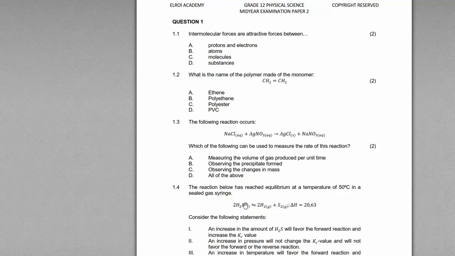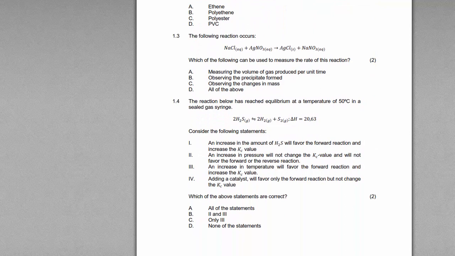The reaction below has reached equilibrium at a temperature of 50 degrees Celsius in a sealed gas syringe. Okay, so this happens. Consider the following statements. The first statement is: an increase in the amount of H2S will favor the forward reaction and increase the Kc value. So there are two things mentioned here. Which side will be favored and what will happen to the Kc value? Eventually they are going to ask which of the above statements are correct.